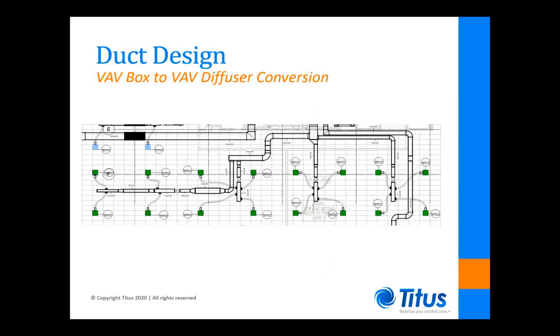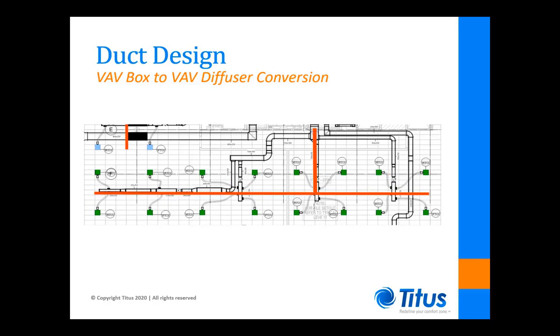So here's an example of a ductwork layout that was converted from conventional VAV to a VAV diffuser system. It's interesting to see how the layout can be less complicated with a VAV diffuser system design. In this example, the VAV boxes are located here. By converting this layout to VAV diffusers, the VAV boxes are eliminated and the new ductwork layout, shown by the red line, is less complicated, as the VAV box zoning is not dictating the ductwork layout.